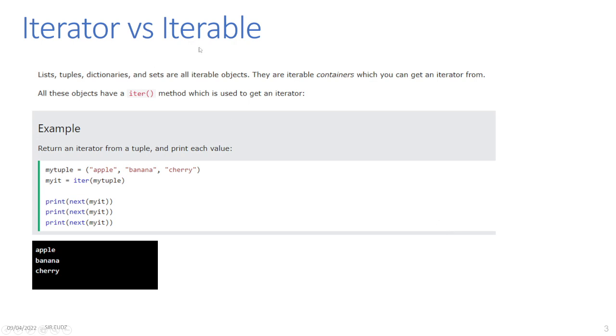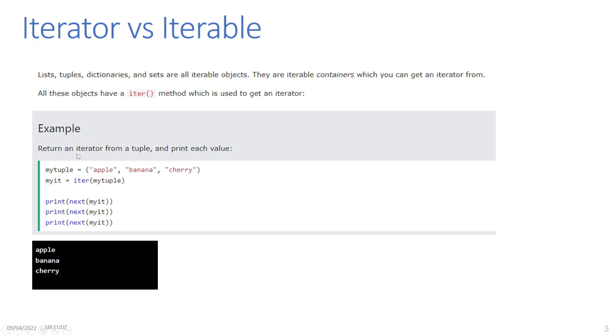Iterator versus iterable. Lists, tuples, dictionaries, and sets are all iterable objects. They are iterable containers which you can get an iterator from. All these objects have an __iter__ method which is used to get an iterator.